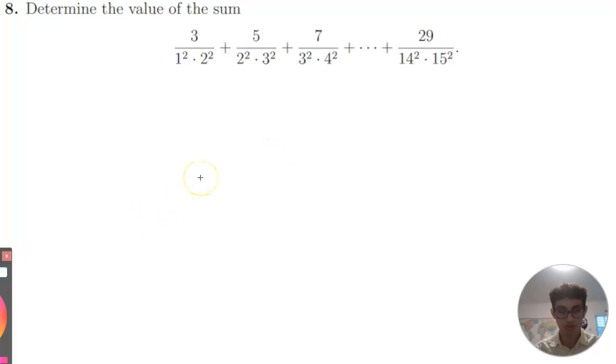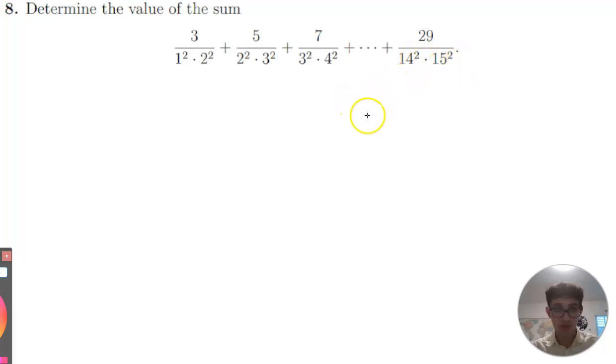Okay, so hopefully you paused the video and gave it a shot yourself. If you couldn't do it mentally, hopefully you still tried it and were able to at least make some progress. Now let's take a look at it. What is it asking us for? It's asking us to find this sum, and it's a pretty long sum, right? We're going from 1 and 2, 2 and 3, 3 and 4, all the way to 14 and 15.